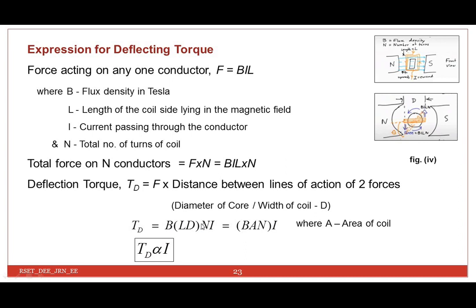Why is L into D put in bracket? Because I can rewrite it as A, where A is the area of the coil. Now it can be rewritten as B A. This is replaced with A. So BAN into I. Why is BAN put in bracket? Because it's a constant for a machine, for an instrument. It is fixed at the time of construction. The flux density, area of the coil, and number of turns are fixed at the time of construction. So that is a constant. We can say that deflection torque is directly proportional to current passing through the conductor.